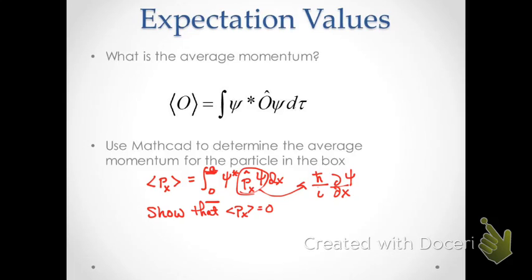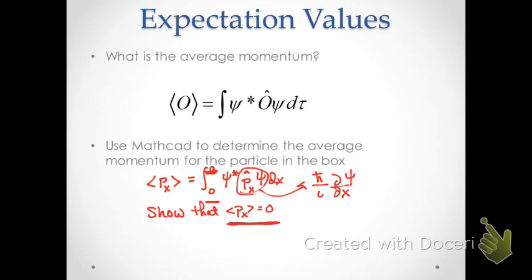And as I said, you can do this in MathCAD. You can use Wolfram Alpha to do it. And you should be able to show, when you do this, that the average momentum is equal to 0. Okay? All right, well, does that make sense? That would be one of the questions we would ask. The average momentum equal to 0.